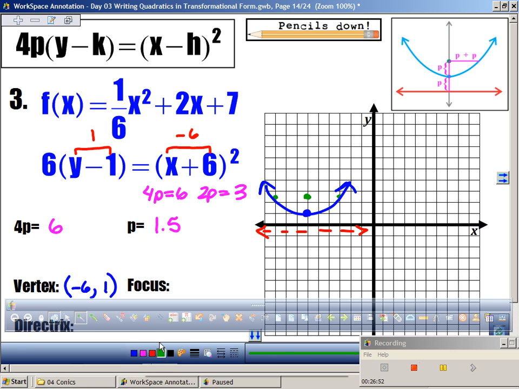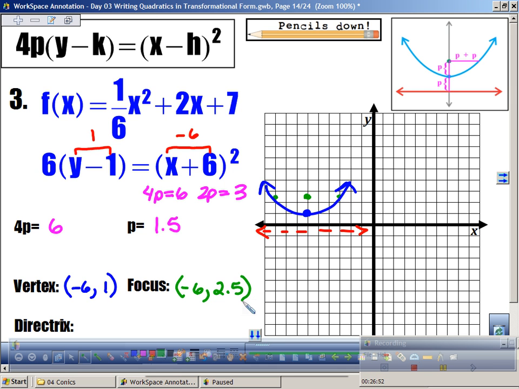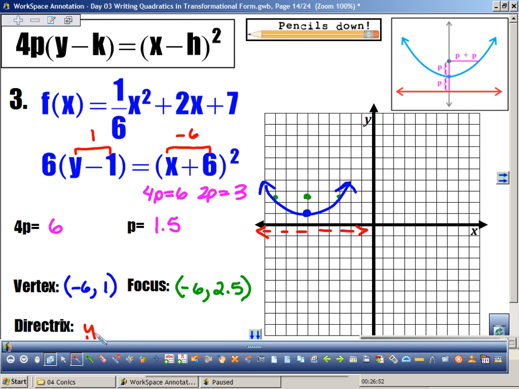Questions? I should put my focus on here. So my focus is at negative 6 up 1, 2.5. Negative 6 up 2.5. And my directrix, negative 6 and down 0.5. So that's y equals negative 0.5. Questions?